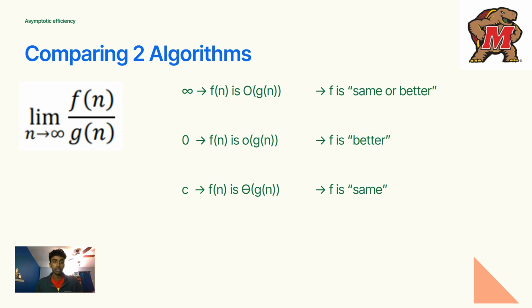Next, we have that if the limit goes to 0, f of n is little o of g of n, meaning f is strictly better. And you'll notice this is not big O, this is little o, which is just another way of representing time or space complexity. And finally, if this limit results in a constant value, we'll say f of n is big theta of g of n, meaning f is the same in terms of performance.